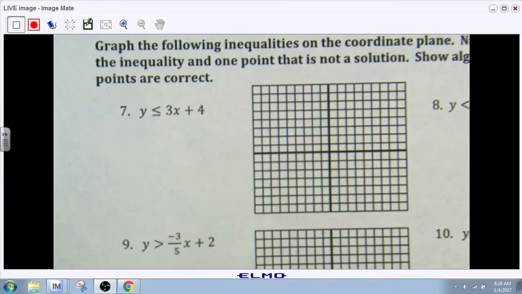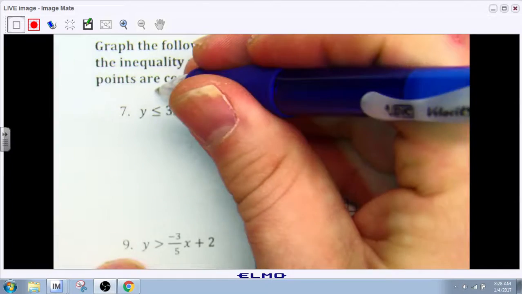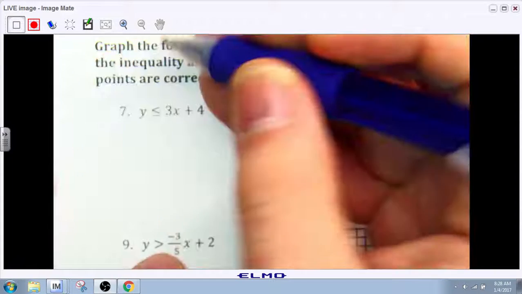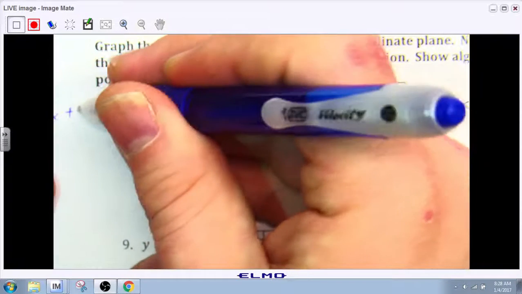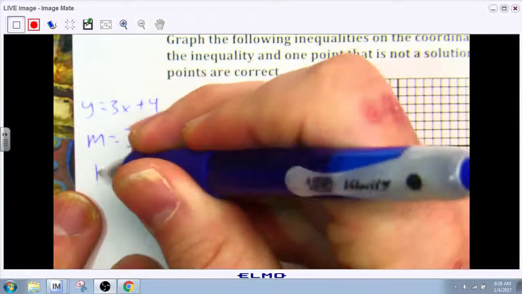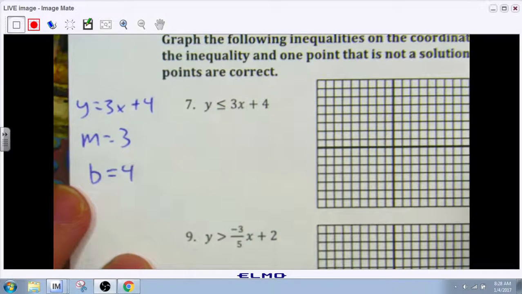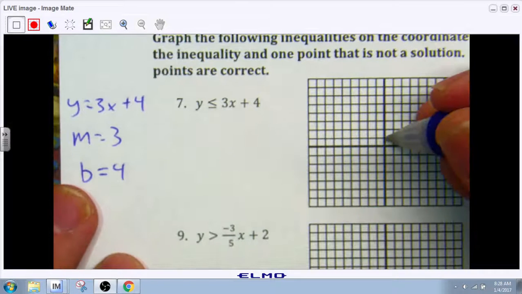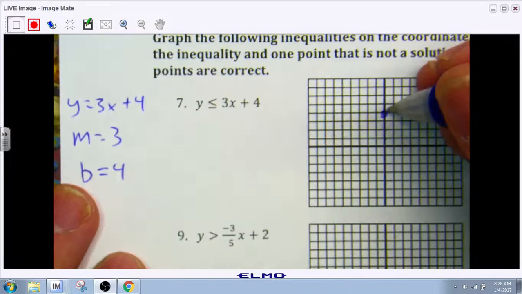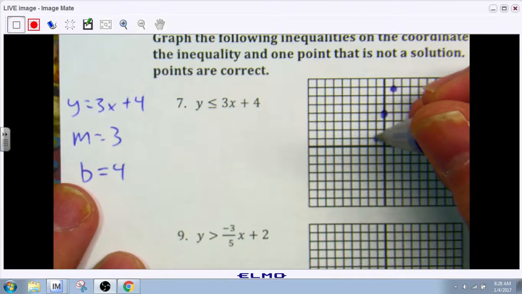And so when we're graphing this, we are going to have it behave as though this inequality sign were an equal sign. So let's imagine that it was y equals 3x plus 4, just like that. My m would be 3, my b would be 4. So I'm going to graph it just like that. I'm going to go up 4: 1, 2, 3, 4. And my slope is 3, so that means I go up 3 over 1. And then I can work it backwards.